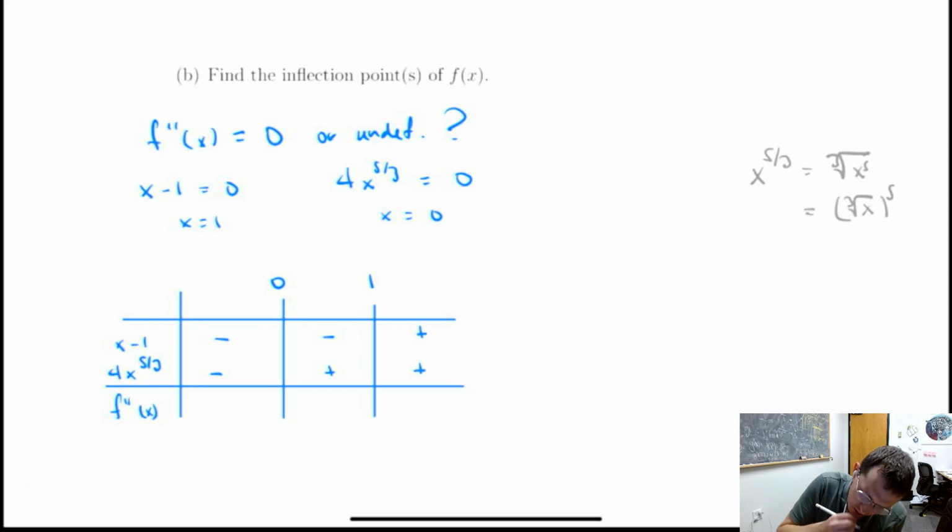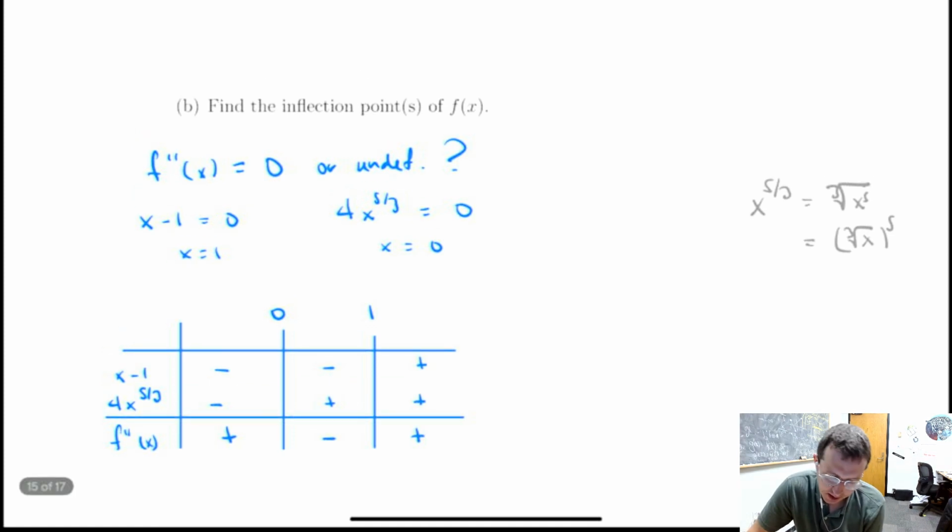So overall, my second derivative goes from positive to negative at x equals 0, and it goes from negative to positive at x equals 1. So both of these x values do, in fact, have inflection points.